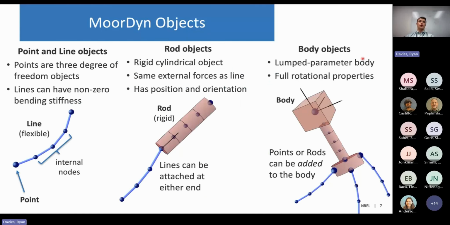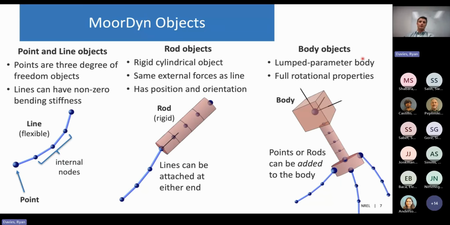Cool. So that's kind of how you use MoorDyn and what you can do with it. But how do you actually build a mooring system in MoorDyn? To do that, you have 4 key building blocks. You can think of them like Lego pieces that you use to assemble your system.